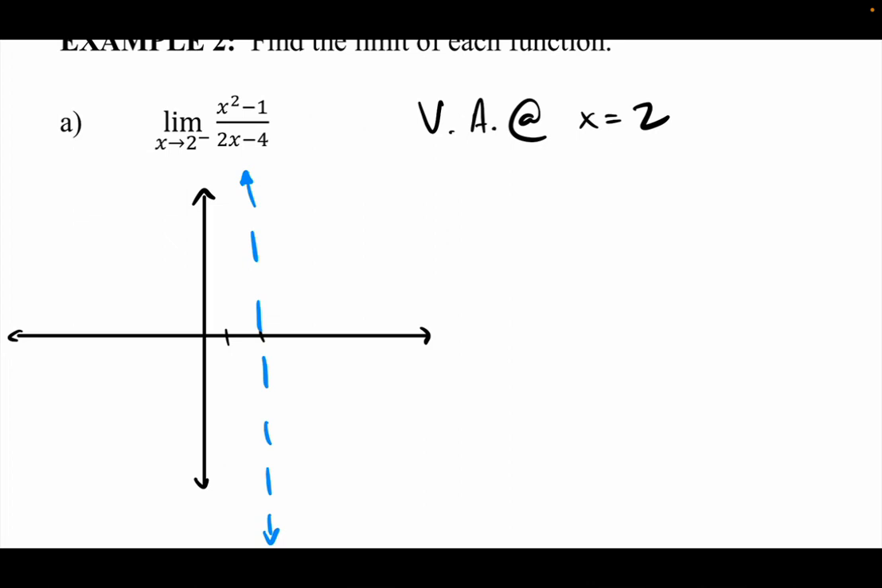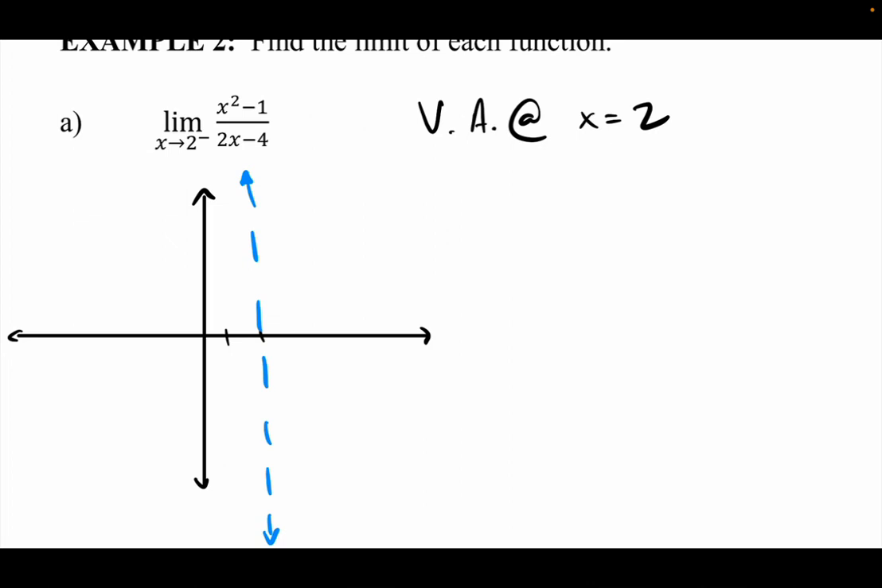So I can't plug in 2. Well, I only care about the left side, right? I don't care what's happening on the right side, on the greater than side. So I'm going to plug in 2 numbers. It's either going to be going up or going down, positive infinity or negative infinity. So I'm going to plug in 2 numbers on the left side of the blue.